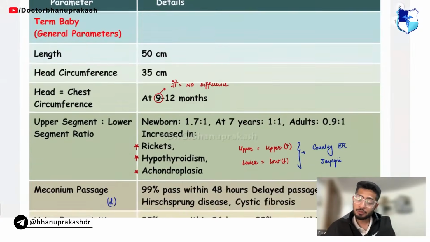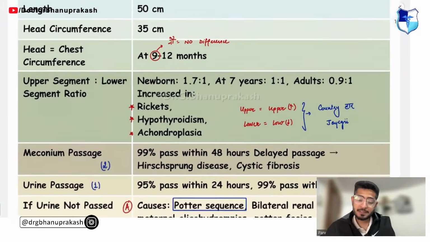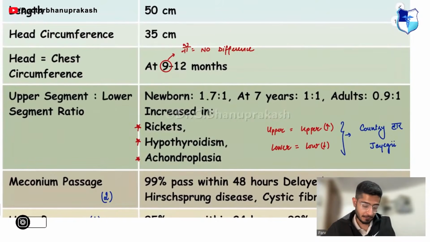Okay children, coming on to the normal newborn. What is the length of the normal newborn? 50 centimeters.